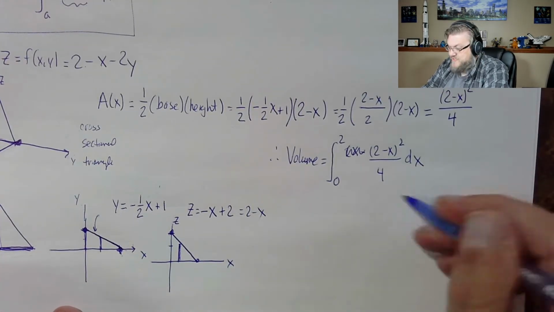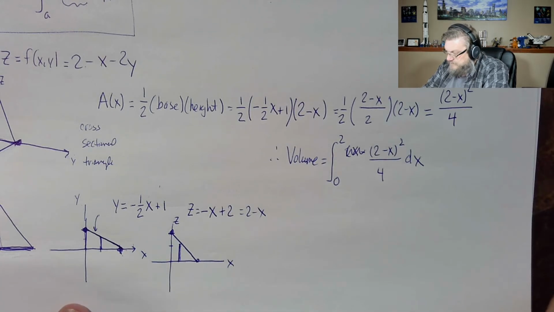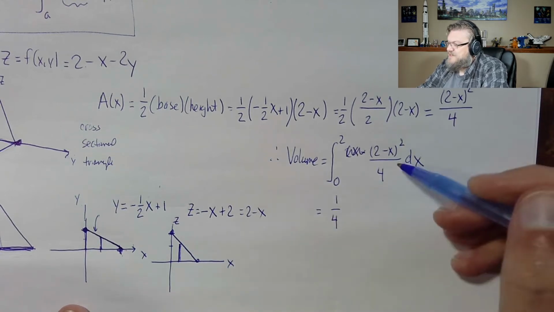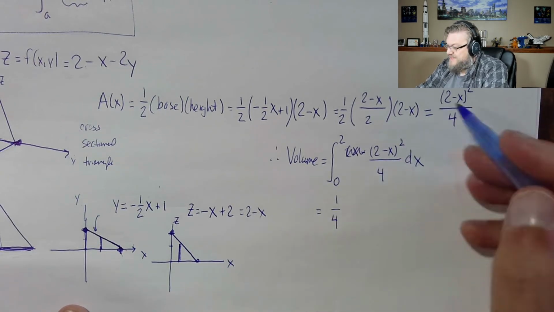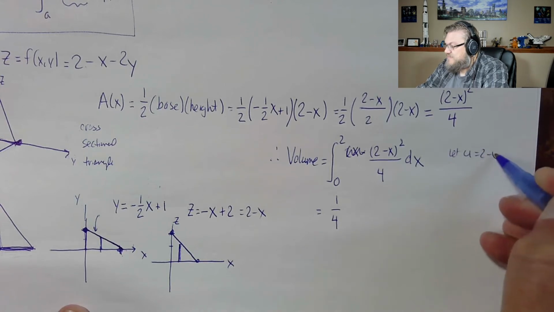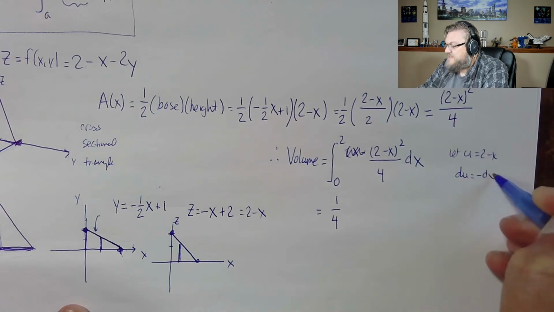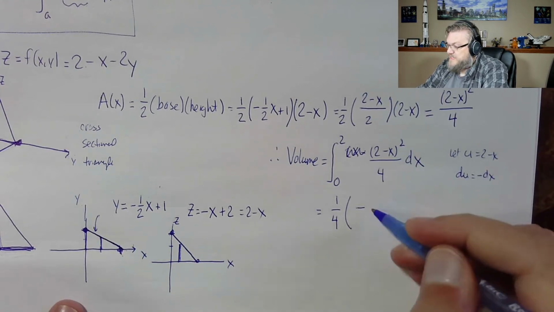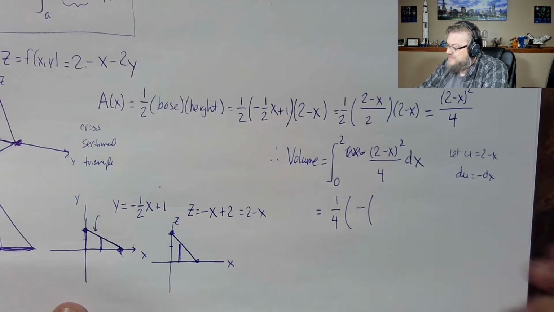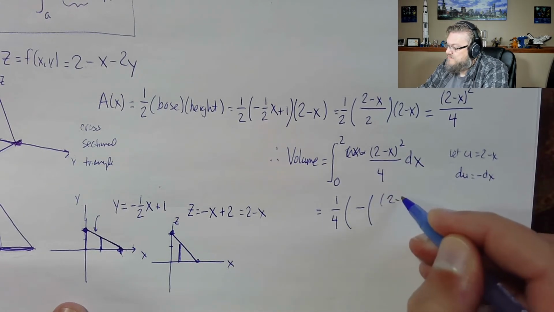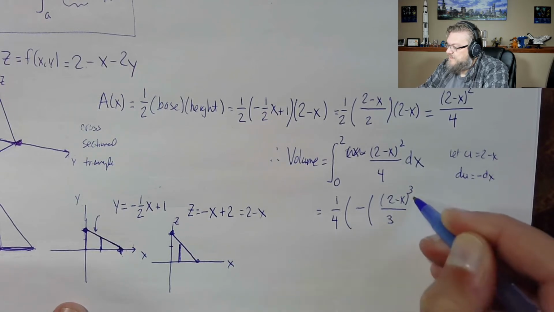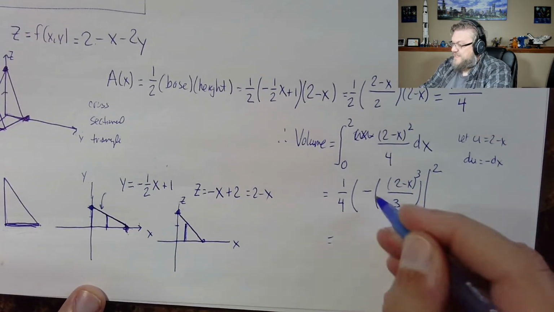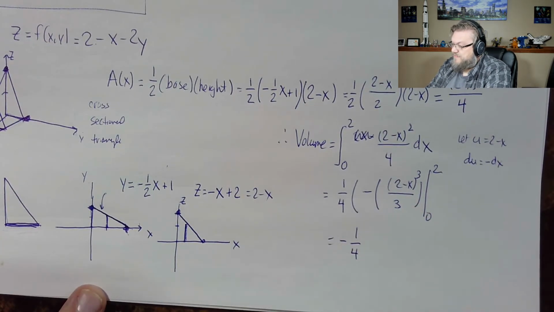All right, so I want to at least finish this off. Let's see if we can calculate this. A 1/4 comes out. That's a constant. And I'm integrating, we could do a u-sub, right? Let u equal 2 minus x. Then du is negative dx, so a negative comes out. And I'm integrating u squared, which would be u cubed over 3. So that's going to be (2 minus x) cubed over 3, evaluated from 0 to 2. Okay, so that negative comes out, negative 1/4.